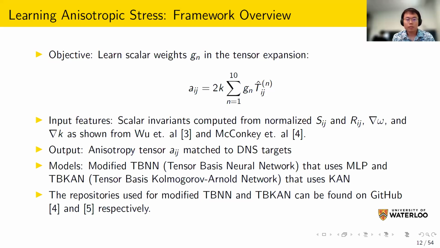Okay, so you derived all of the 16 scalars from the Sij, Rij, and the gradient of the omega and k, omega and pressure. K. Yes. No, we didn't use the pressure ones. The pressure ones were used in Wu, but we didn't use that. Okay, yeah, got it. Thank you. That's a nice presentation.